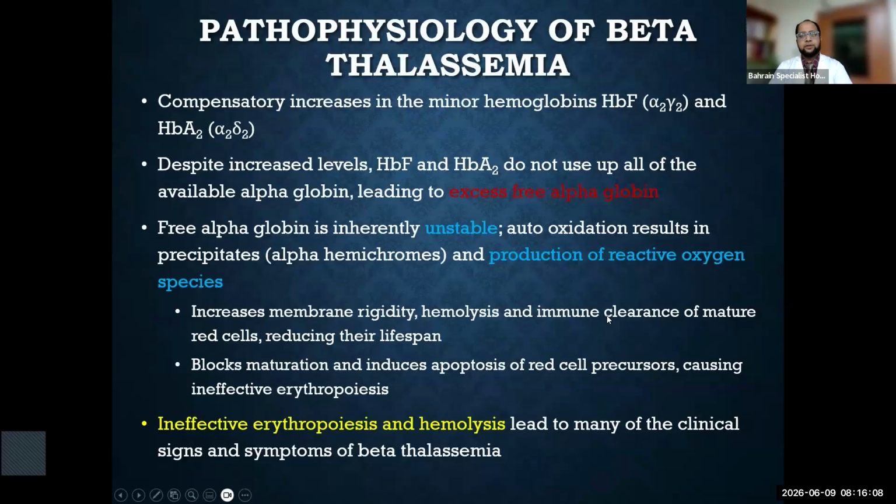So coming to pathophysiology of thalassemia, what is actually happening is there is shift of hemoglobin into other forms. When the beta globin chain is deficient, the body shifts to synthesis of fetal hemoglobin and HbA2. As a result of this, the free alpha globin that is there gets accumulated, and that is very unstable and leads to reactive oxygen species, and that further causes hemolysis.